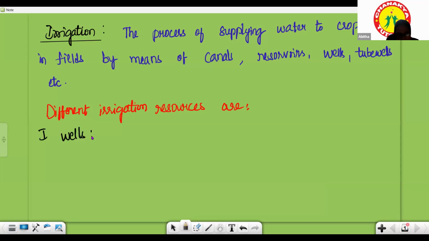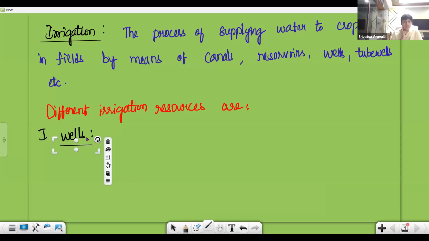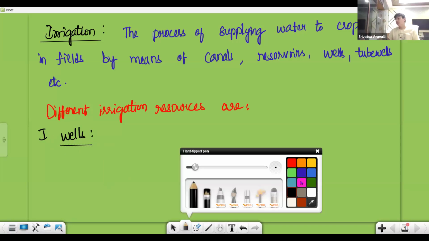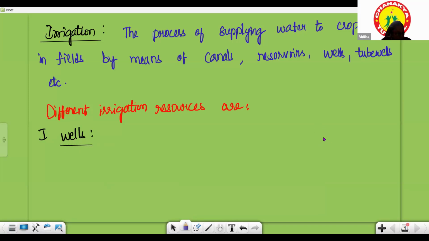So what are wells, Srivatsa? What is a well? Water is kept in a well, like for animals. So these are constructed wherever groundwater is present for irrigation. Well is nothing but, in Telugu we say bavi.